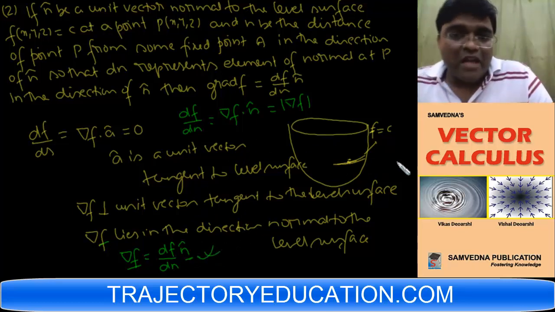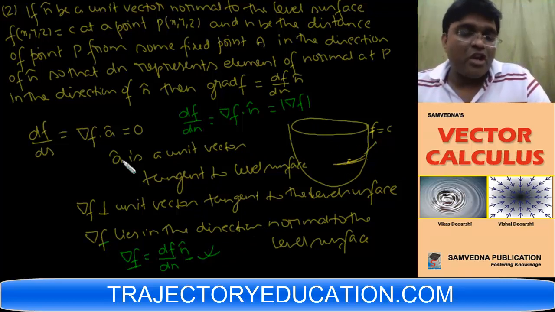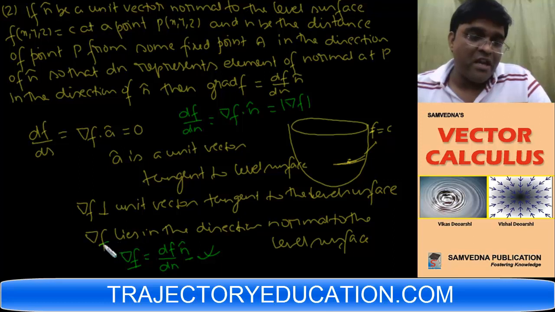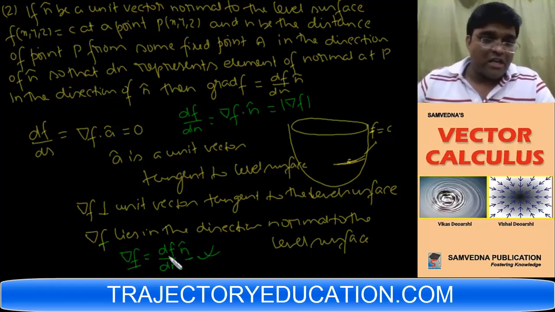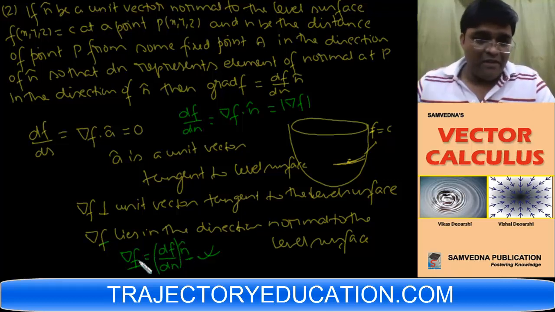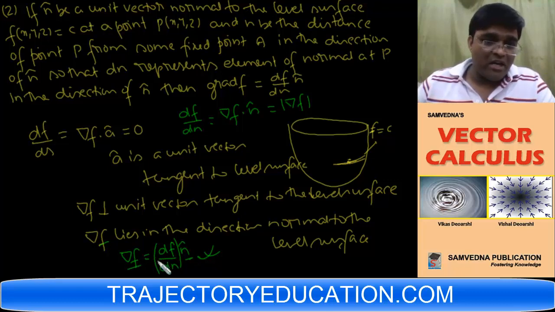Try to understand: when you are moving along the level surface, in the direction tangent to the level surface, your directional derivative is 0, because the function is not changing on the level surface. So del f is perpendicular to any unit vector tangent to the level surface, or I can say del f lies in the direction normal to the level surface. I can prove this. Del f lies in the direction of normal.